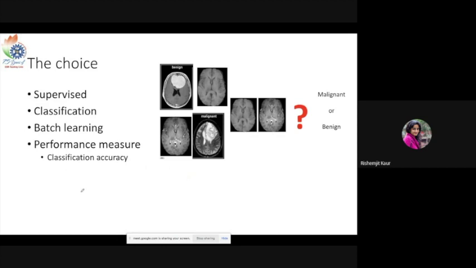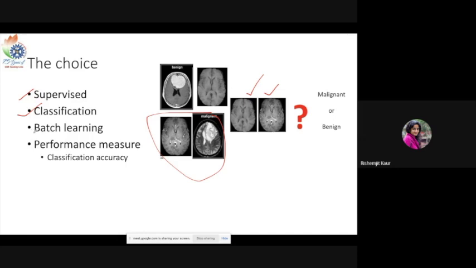Now I'm giving you another data set. This is the data set where we want to find out whether a tumor is malignant or benign. We have a certain set of images which tell us that these tumors are benign and these tumors are malignant, and we want to predict on unknown images whether it is benign or malignant. So what sort of problem will this be? It will again be a supervised problem because our training data set has labels. It becomes a classification problem because we have two different classes, malignant or benign. It's not continuous, it is discrete.